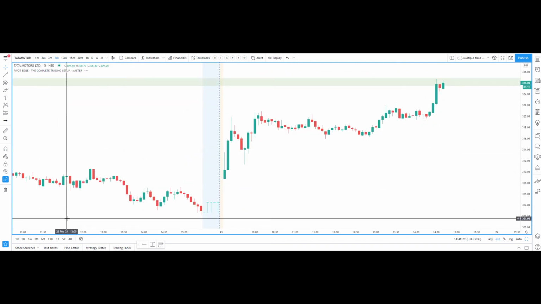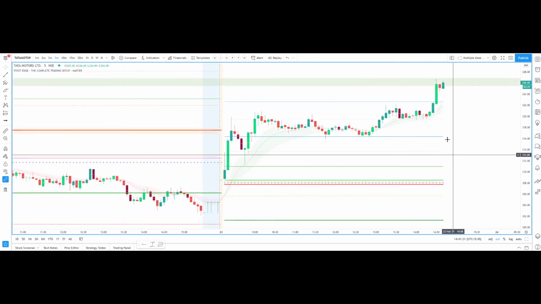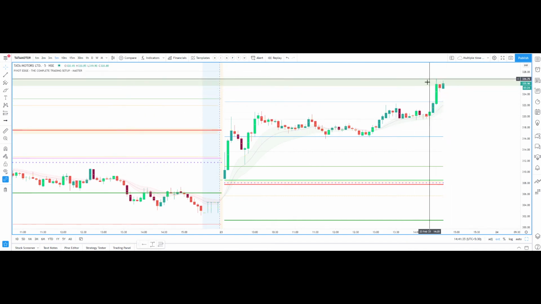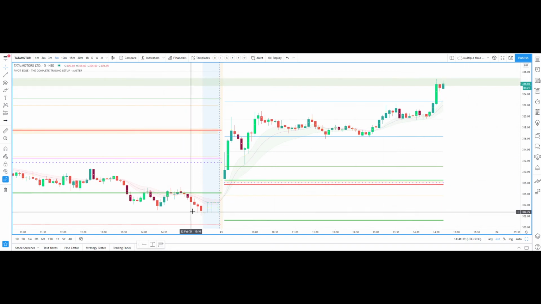Next, Tata Motors. Tata Motors, I think some support area I had marked earlier, so it has taken support up to that.